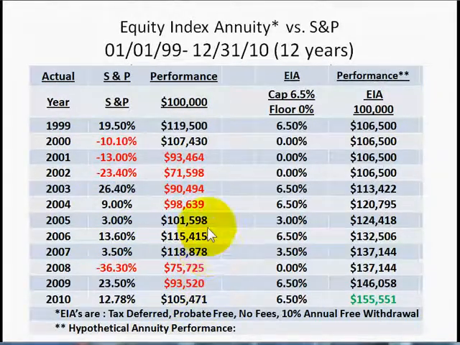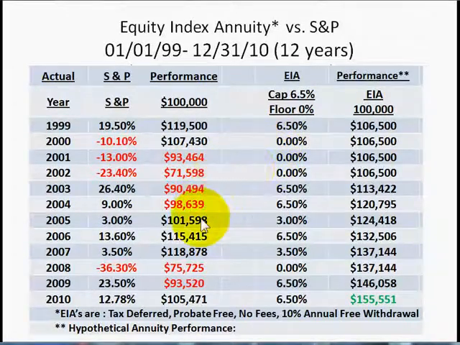When the market went up in 1999, 19.5%, you would have made $19,500 in your S&P fund, whereas in the annuity, you would have only made 6.5%. You could make up to the cap. But then in the next 3 years, the market went down, down, down. Your S&P fund would have gone down considerably, whereas you would have gotten a zero. You can't get any losses. The floor is zero in the annuity.